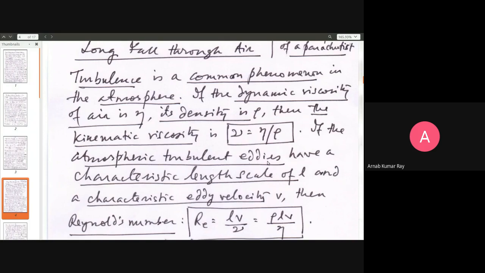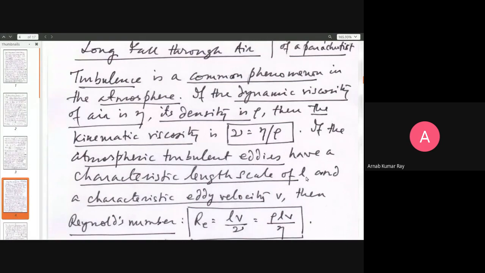Atmospheric turbulent eddies. Eddies are these zones where you have a lot of vortex-like motion. Incidentally, in a cyclone, if you have seen satellite images of cyclones, we are experiencing cyclones quite frequently these days, both in the Bay of Bengal and in the Arabian Sea, more in the Bay of Bengal than in the Arabian Sea, though. So if you have seen satellite images of cyclones, you will see this vortex-like behavior. Immediately you know that that's a very large-scale turbulent eddy. Eddies are these zones, pockets where you have this vortex-like motion going round and round. So these turbulent eddies have a characteristic length scale of L.